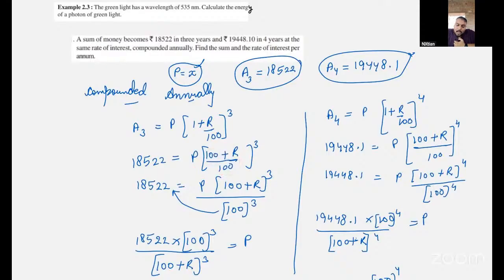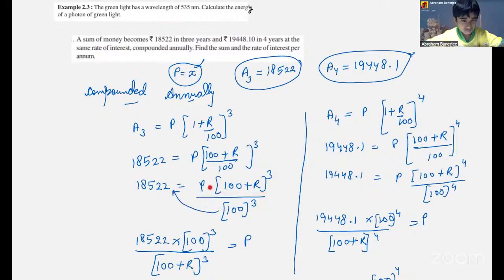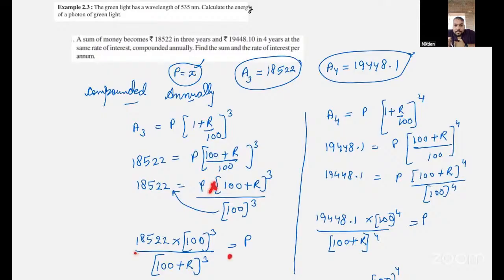Now, there is a common power 3. I split them into 2. And I send this to that side, so it is in divide, it will go and it will multiply. And this is in multiply, it will go and it will divide. It's going to look like this. When multiply things go to the other side of the equals to, they divide. When divide things go to the other side of the equals to, they multiply. So like that.